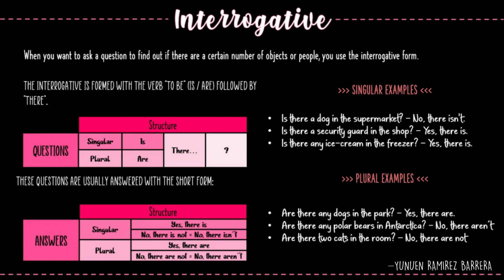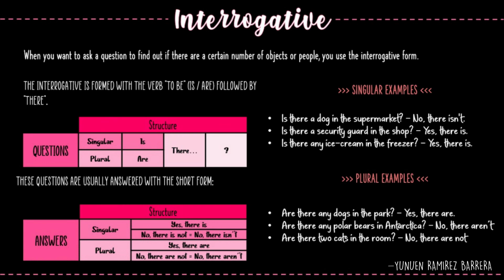Interrogative. When you want to ask a question to find out if there are a certain number of objects or people, you use the interrogative form. The interrogative is formed with the verb to be, is or are, followed by there. Structure, singular: is plus there plus complement plus question mark. Plural: are plus there plus complement plus question mark. These questions are usually answered with a short form.